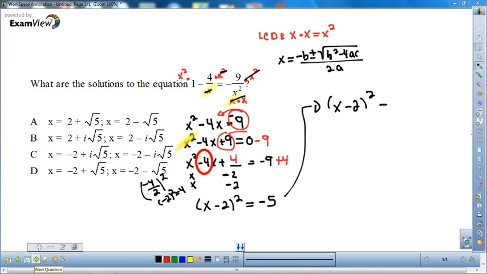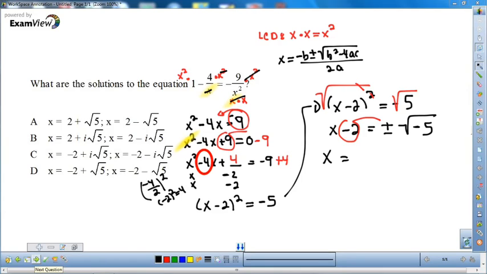So I'm going to take the square root of both sides. My square root and my square cancel, and I'm left with x minus 2. And remember, you're left with a plus or minus whenever you take the square root of both sides. I'm going to move the 2 to the other side. So I'm going to add 2. And then the negative in the radical means that I'm going to have an i. It's a complex number. So my answer is 2 plus or minus i square root of 5.